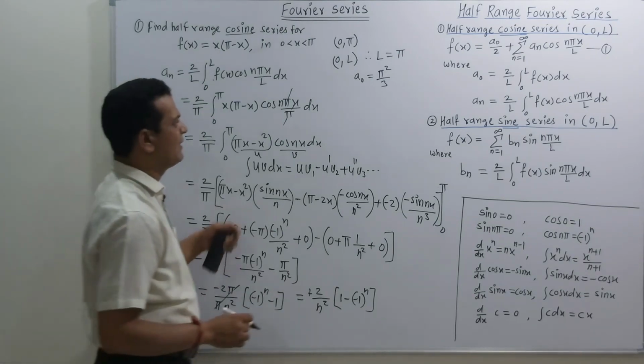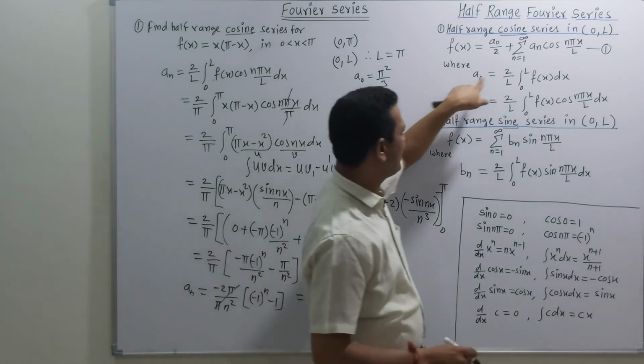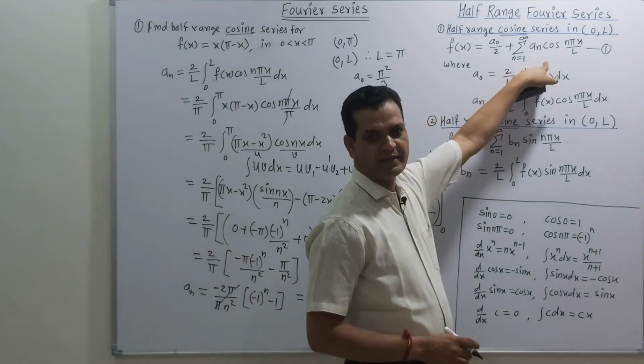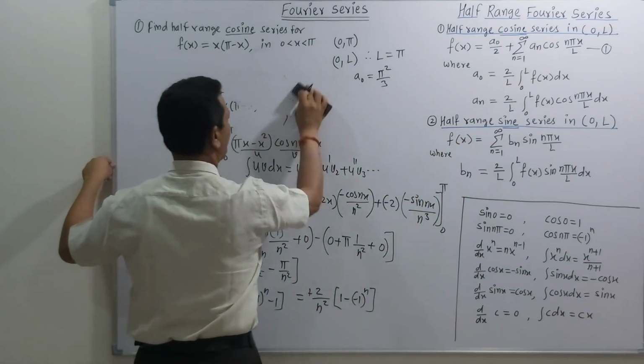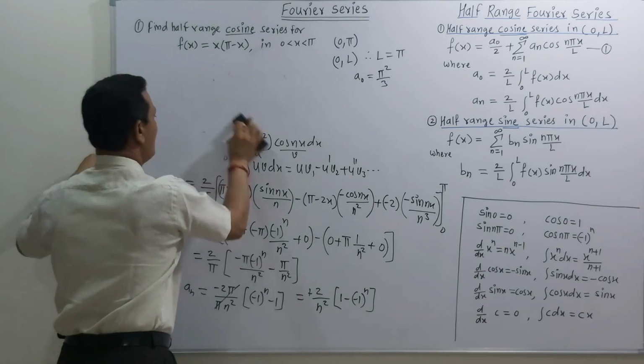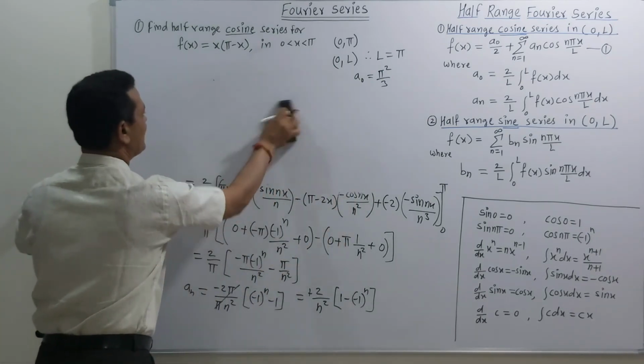So now here we find the value of a0 and an. So these two coefficients we find. Now let's put this value in our equation number 1. This is our equation number 1. So substitute this value in equation 1. So after putting this value in equation 1, we get the required Fourier series expansion for the given function.